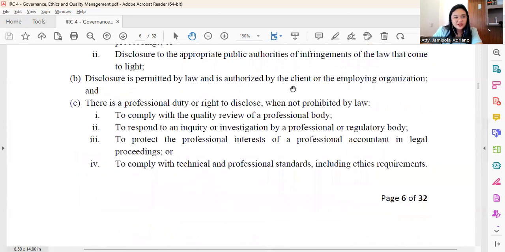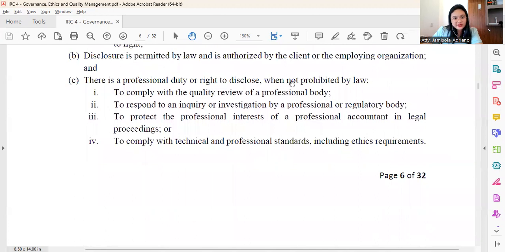When disclosure is permitted by law and is authorized by the client or the employing organization. So if you have obtained the consent of the client, for example, if the client is applying for a bank loan and as one of the requirements for the loan, certain financial information should be given to the bank, then you can disclose the information to the bank. Or when there is a professional duty or right to disclose when not prohibited by law to comply with a quality review of a professional body. So for example, the Board of Accountancy or the Professional Regulation Commission requires you to submit reports. So these reports could include confidential information that you have obtained from your client.